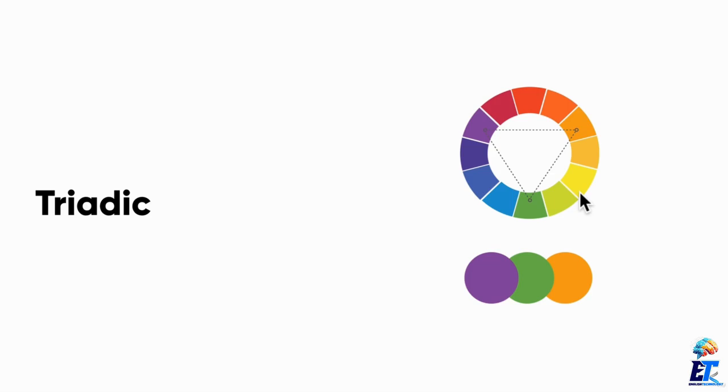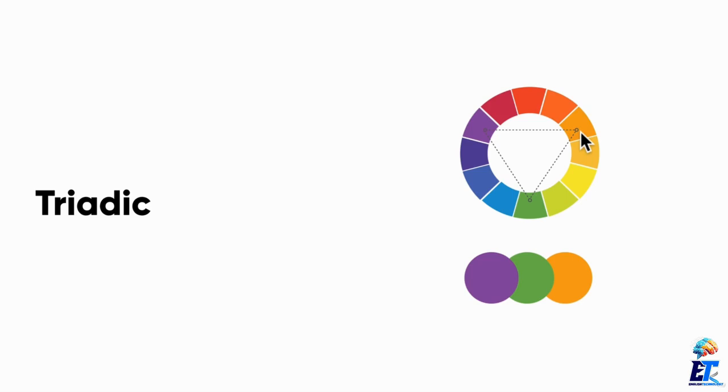Next is triadic. Now these colors are evenly spaced in an equilateral triangle on the color wheel. The three colors will be exactly 120 degrees from each other, like an equilateral triangle. These schemes are considered to be more vibrant. They keep harmony but deliver some high contrast. So you got purple, green, and orange. And these are the color schemes that I use.